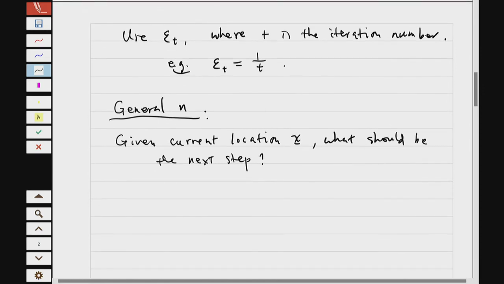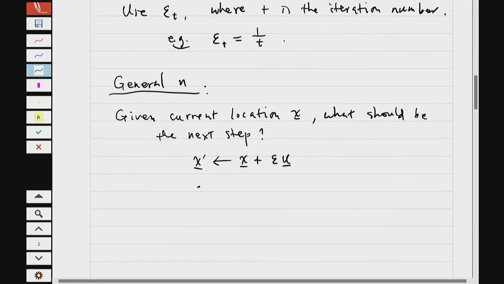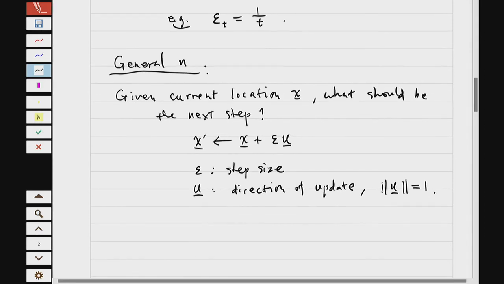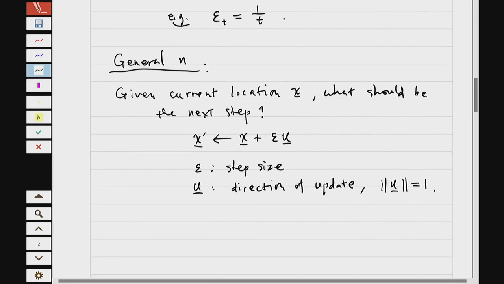But let's write down this idea first. So we're going to update it to x prime, and to go one step, we say it's x plus epsilon times u, where u now represents the direction of the step, and epsilon is still the step size. u now is the direction of update. Yeah, being direction only, this vector we force it to have a norm of 1. Okay, a unit norm vector, just to represent the direction, not the step size. Yeah, so therefore we have separated these two things.